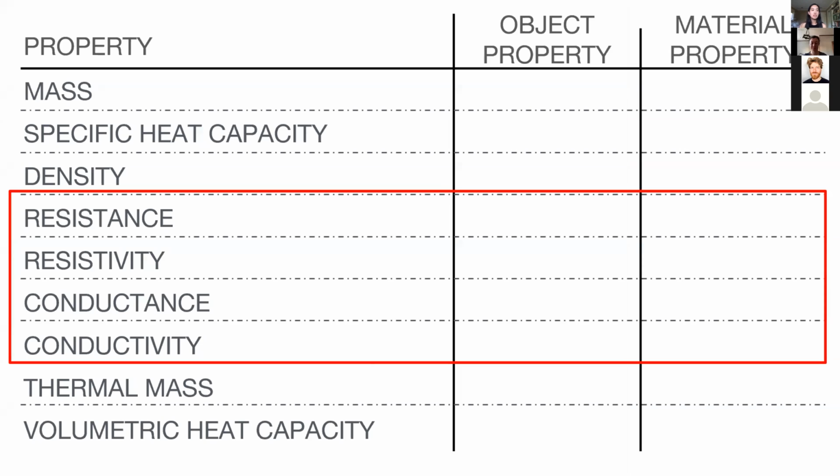When you're looking at object properties versus material properties, object properties are dependent on the amount of material. And you can see object properties have a similarity in how they are named. There is mass, which is an object property, but another trend is words ending in -ance or -ant, like resistance and conductance. And then you have material properties, which are independent of amount, things like specific heat capacity, density, resistivity, and conductivity.